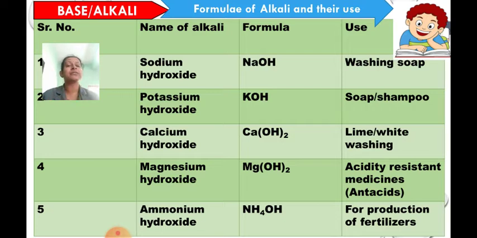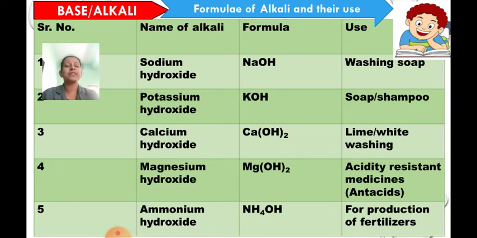Then calcium hydroxide is used for making acidic soil neutral, to neutralize the effect of the acidic soil. Calcium hydroxide is also called limestone, and when it is dissolved in water, that water is called lime water. Then magnesium hydroxide is used in antacid tablets. And ammonium hydroxide is used in the manufacture of nitrogenous fertilizers.